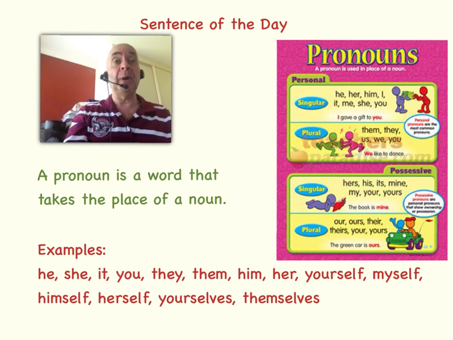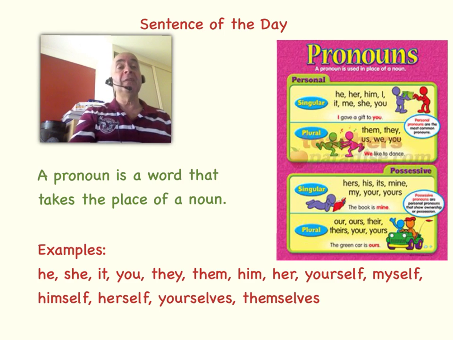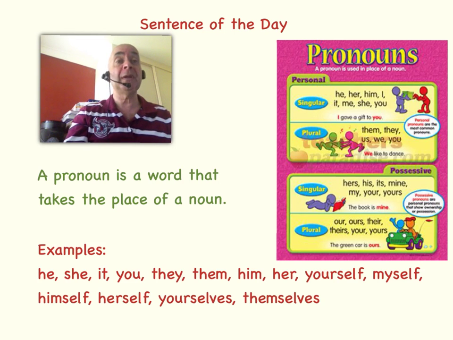If you look at the little poster I have there, the pink poster, you can see that there are different types of pronouns. Personal pronouns such as he, her, him, I, it, me, she, and you. Then there are plural personal pronouns where we talk about more than one person. So we talk about them, they, us, we, and you. And you can have a look at the possessive pronouns as well, and be prepared to use them in a sentence. So in the next slide I'm going to show you some examples.